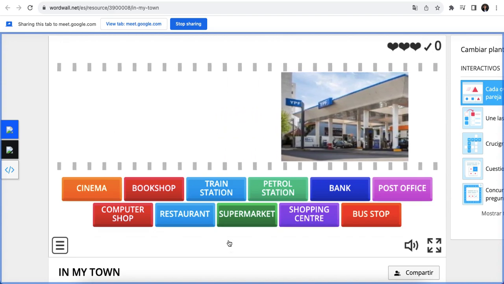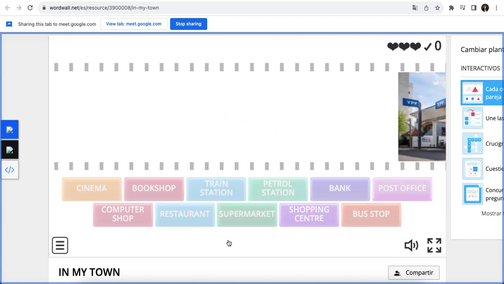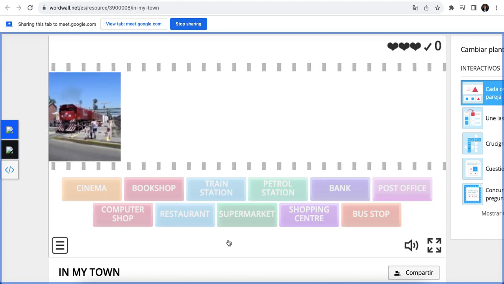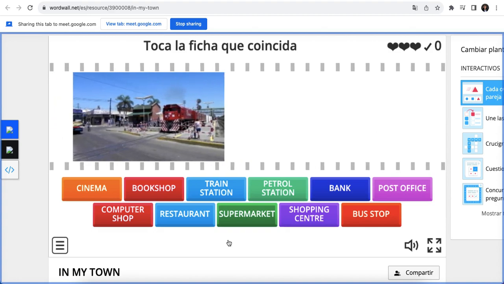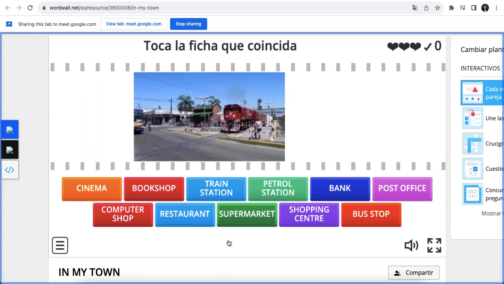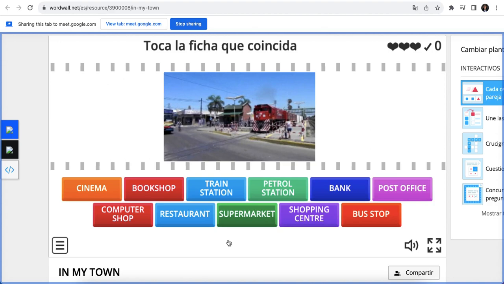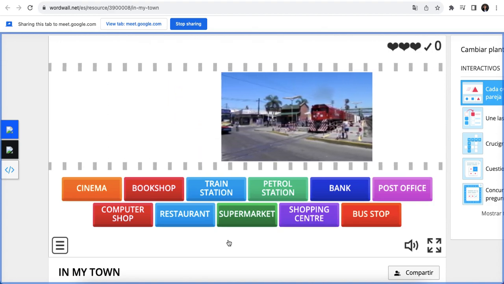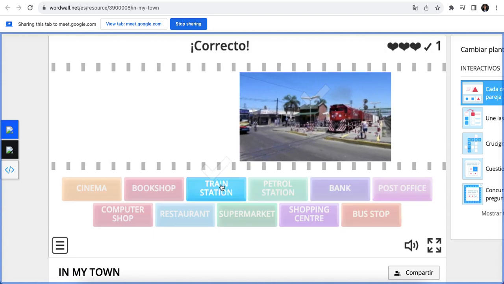Here. Ya vuelven a salir ahorita otra vez. Petrol station. Petrol station. Yeah. Sometimes you say gas station también, ¿no? What about this one? Train station. Train station. Yes. Good. Nice.